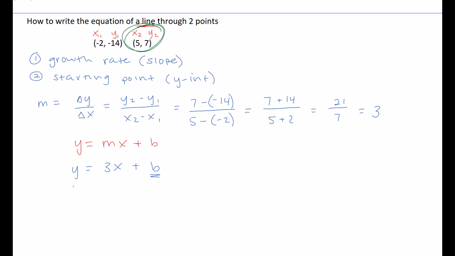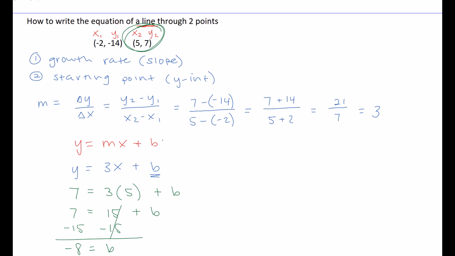So my y value is 7. I'm going to plug that in for y. My x value is 5. B, I still don't know, so I'm just going to leave my b there. Now we're just going to solve for b. So those cancel out, and our b is negative 8.